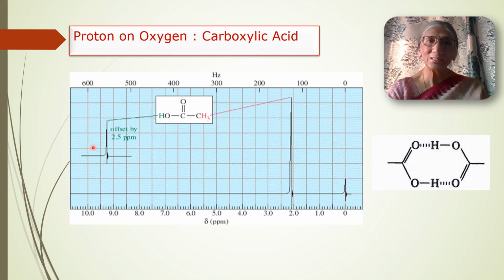Why is it highly de-shielded? Because the acids are present in the dimeric form. So here the signal is 2.5 ppm offset. It means the signal is seen at about 12.5 delta value.